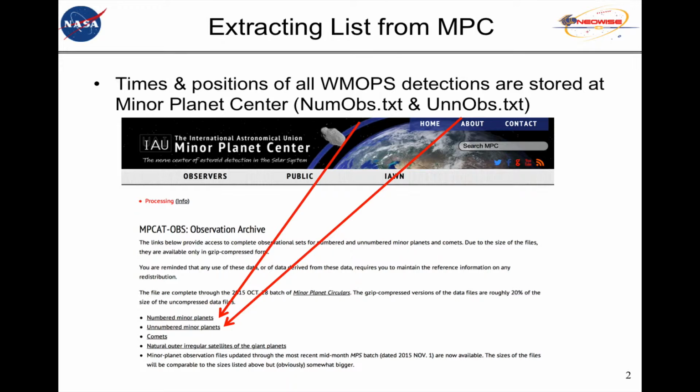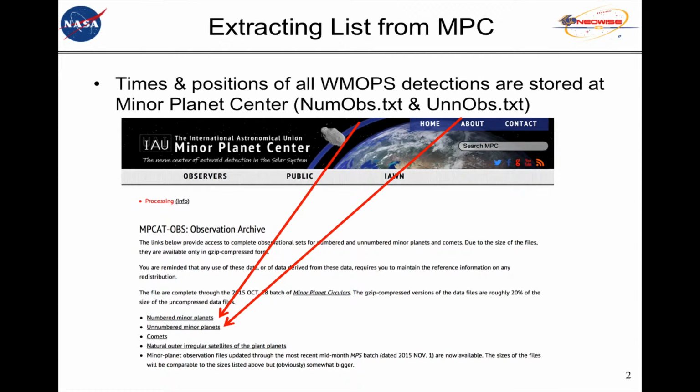WMOPS reports all the detections of its tracklets to the Minor Planet Center, and the times and positions of these detections are stored in the Minor Planet Center's complete database for all small bodies detections. The numbered small bodies are kept in a text file, numobs.txt, and the unnumbered asteroids similarly in unnobs.txt. Comets are also obtained in their own database text file.